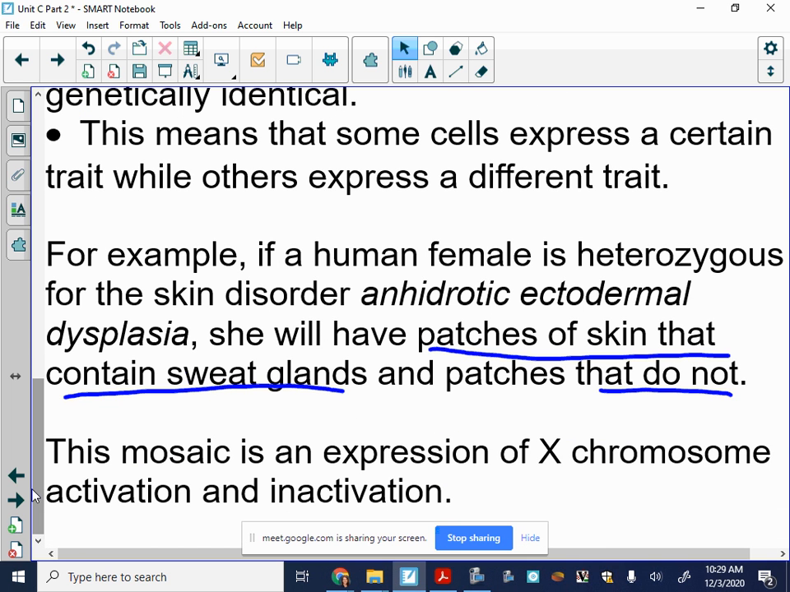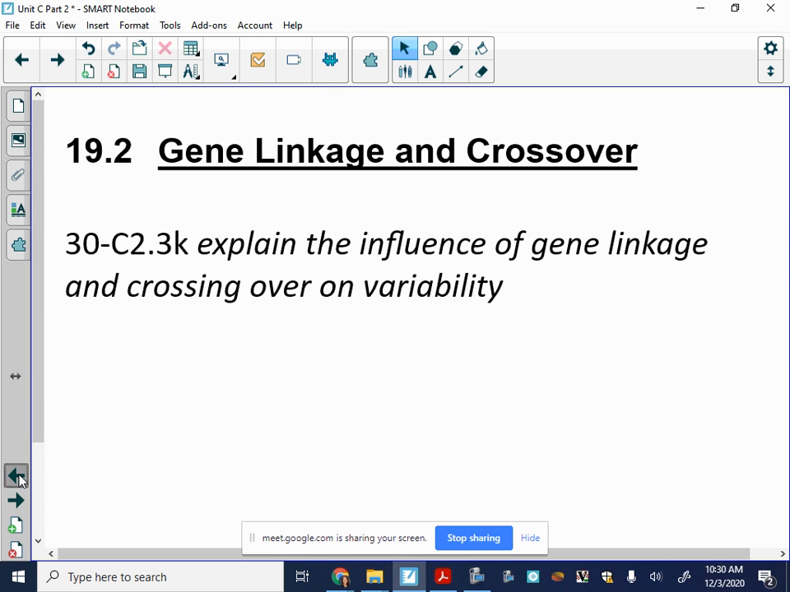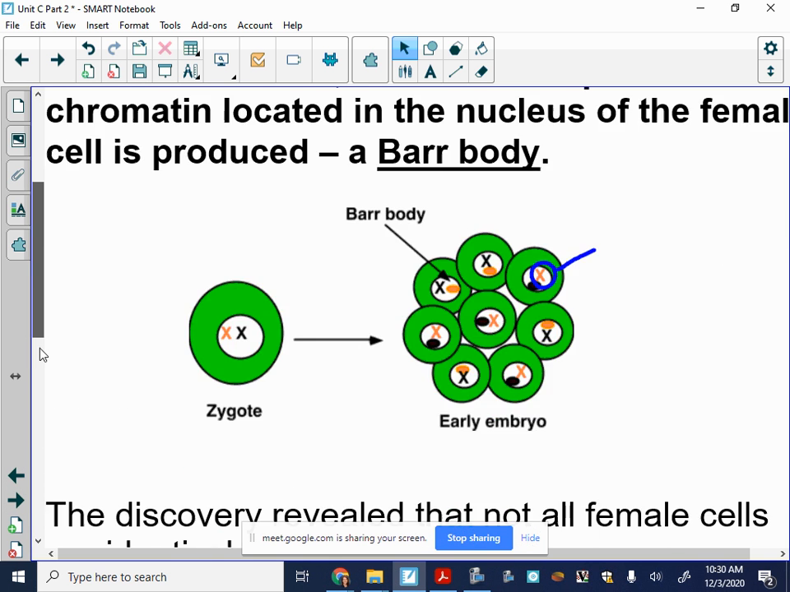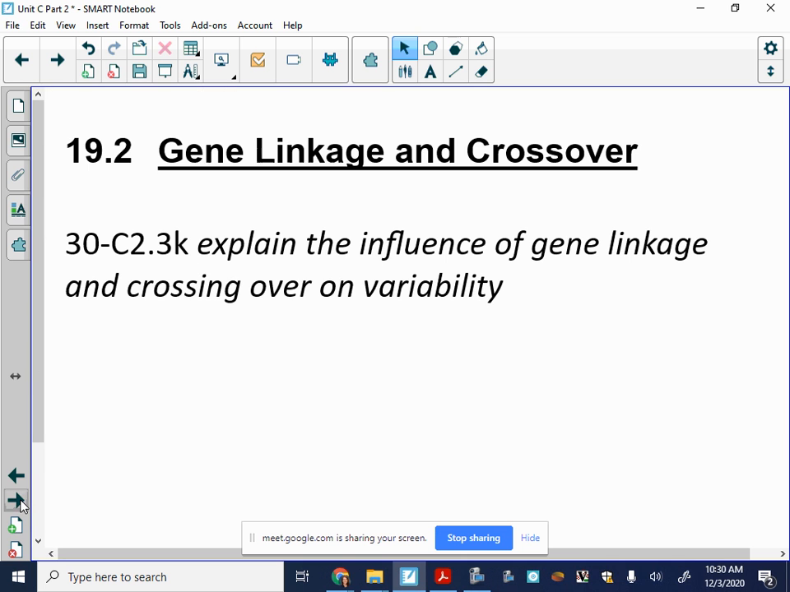And this mosaic, this patchy skin, is an expression of some X chromosomes being activated and some not. And of course, if this happens in a sex chromosome, you would end up with a person with Turner syndrome.